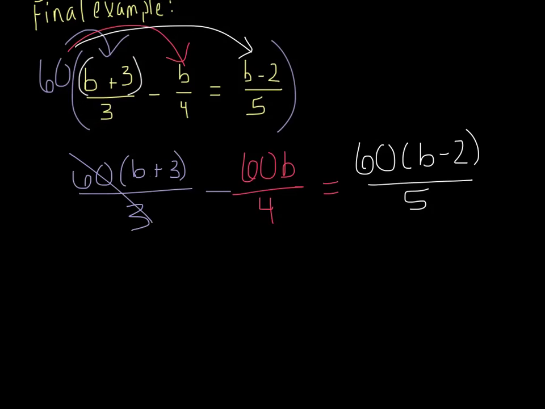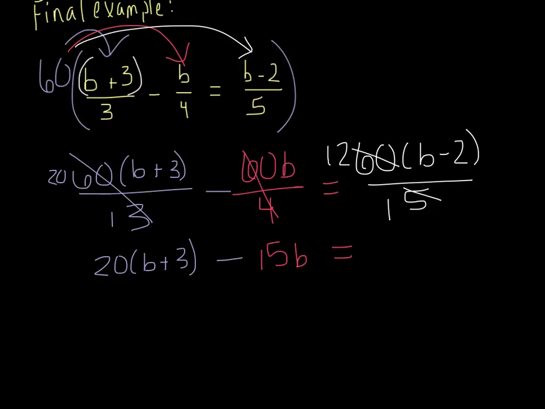60 divided by 3 becomes 20 over 1. So I have 20 times b plus 3, minus 60 divided by 4 is 15, and so that's 15b. And when I simplify my last term, I'm going to do 60 divided by 5 right away, which is 12 over 1, and I get 12 times b minus 2 over 1, which is just 12 times b minus 2.